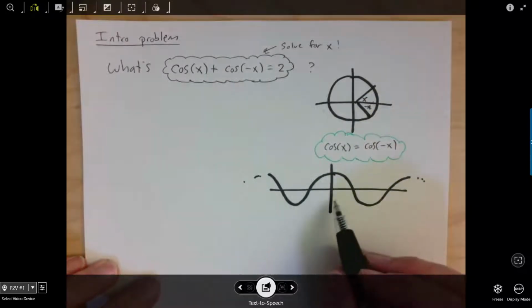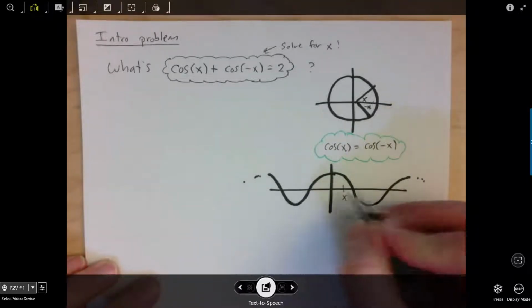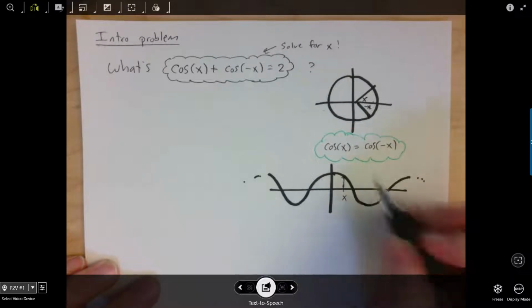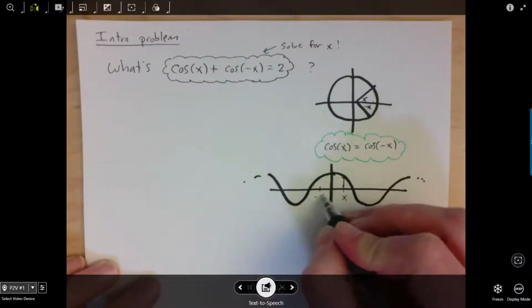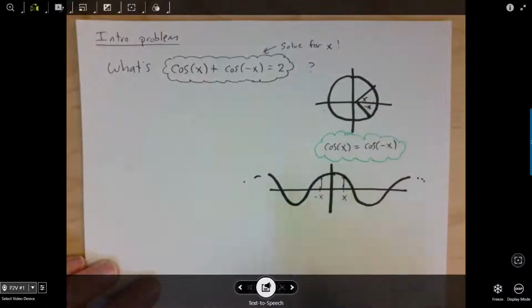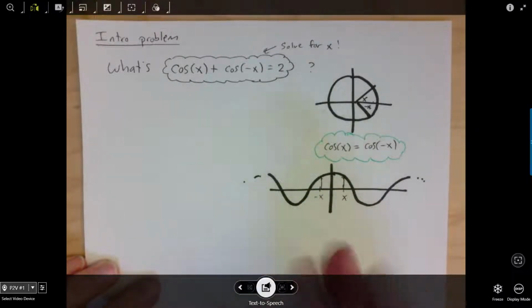If you imagine the graph of cosine x, you could have an x value out this way, and the cosine would have a certain value, or you could imagine negative x, which would be the reflection around the y-axis, and you'd have the same value. Because the cosine function is symmetric, it has a horizontal reflection symmetry around the y-axis.